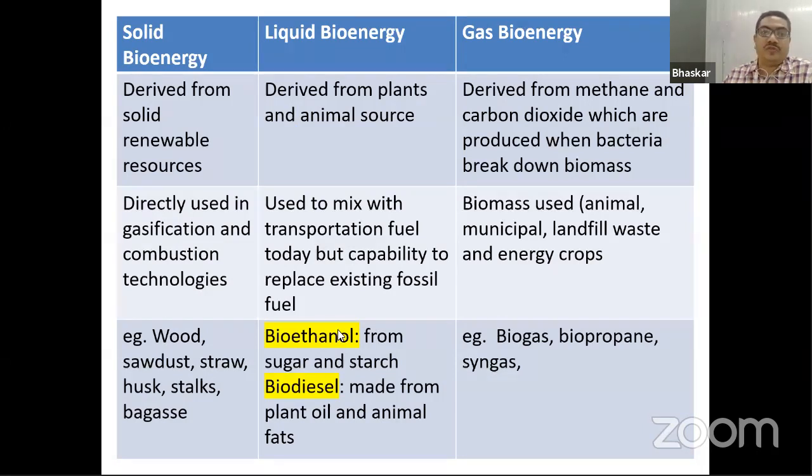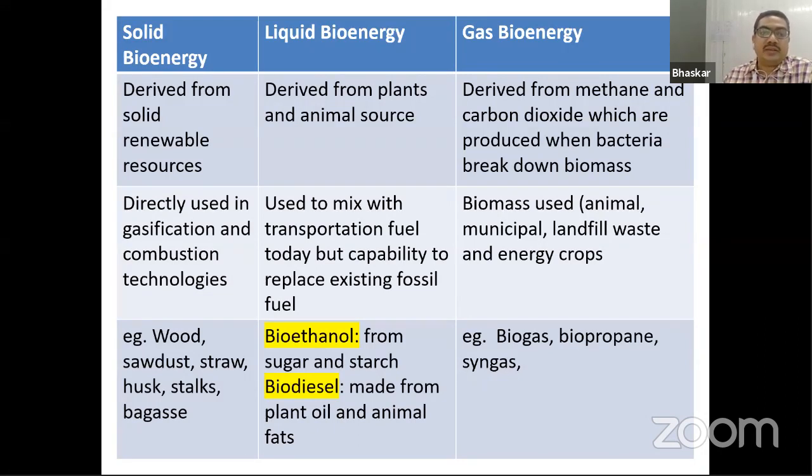Then we have different forms of bioenergy. It is in the form of solid, it is in the form of liquid, it is in the form of gas. So if it is solid biomass, then it is basically derived from renewable resources. The liquid bioenergy is basically derived from plant and animal sources, whereas the gaseous ones, the common ones, are methane, which is derived by the breakdown of biomass using a range of bacteria, which are involved in the hydrolysis process, acidogenesis, acetogenesis, and lastly methanogenesis.